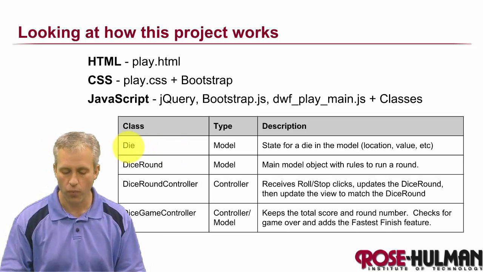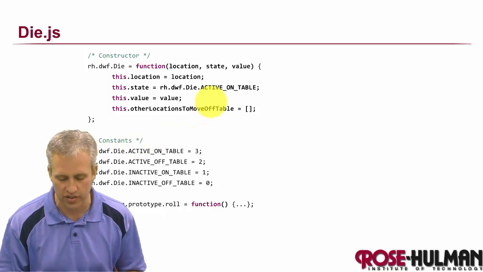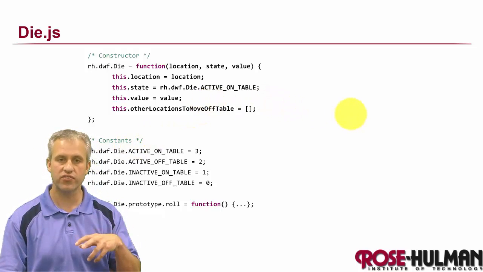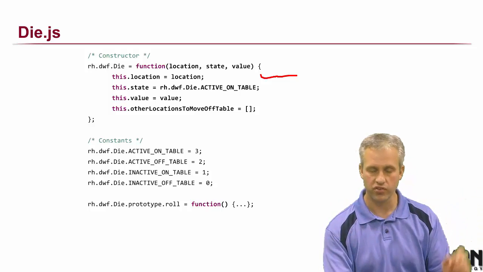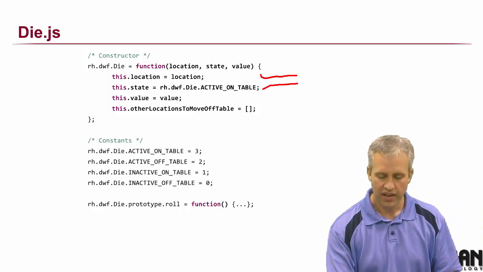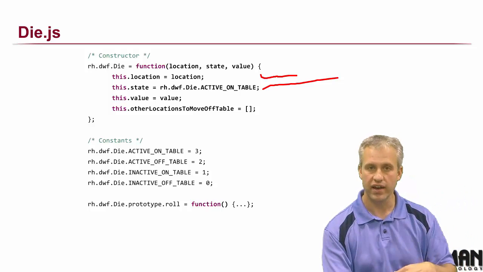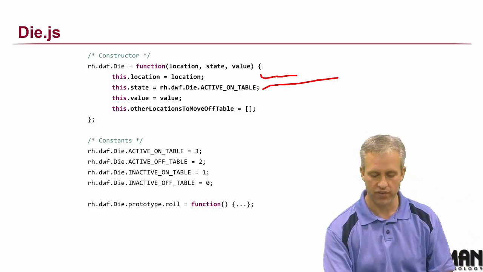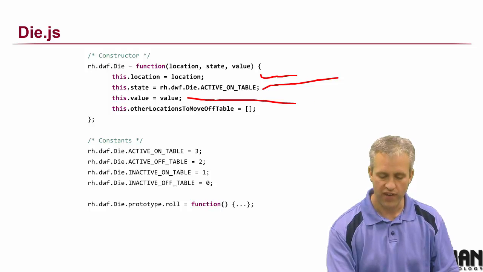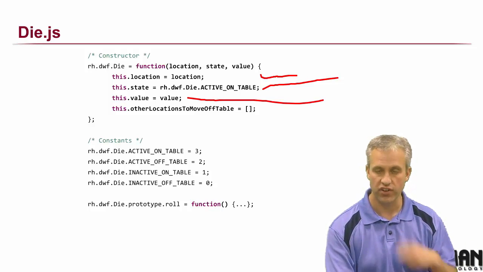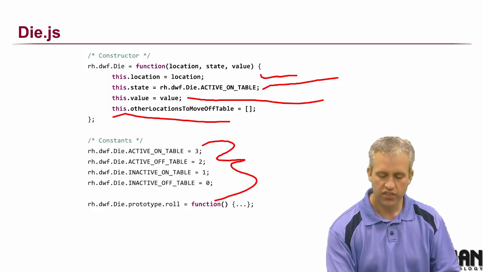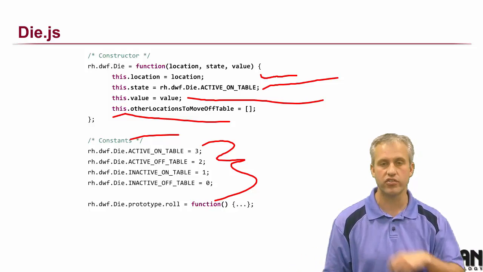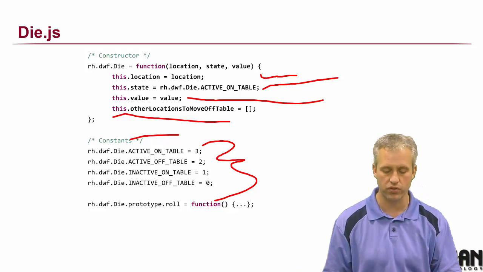So if we were to open up the die folder, you'd see things like this. It has instance variables, such as the location of this die, whether it's in position 1 through 6. Its state, so it might be active or inactive, on the table or off the table. And then its value, whether it's 1, 2, 3, 4, 5, or 6. It's also got some constants, and constants are another thing that you can put into classes that other people can use as well.